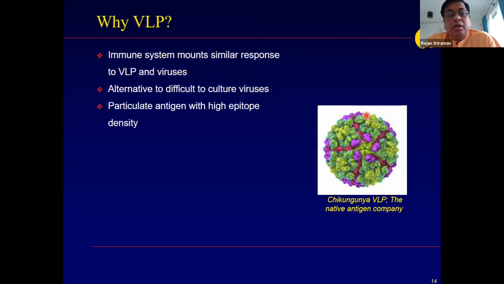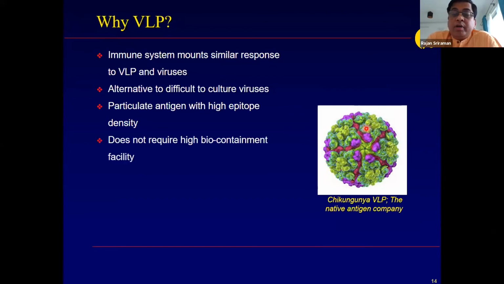Plus, as I said, a VLP is both a particulate antigen and has a very high epitope density. I just want you to concentrate on some of these, you assume any one of these colors being an epitope, and because they are spaced very closely, just to give you a dimension, one strand of an alpha helical protein is about 4 nanometers. And if these are all beta sheets, you can imagine in a very, very close space, there are multiple epitopes being arranged, which is presented to the immune system.